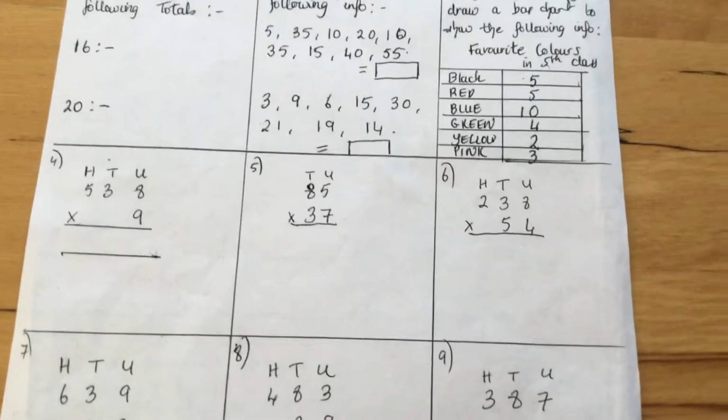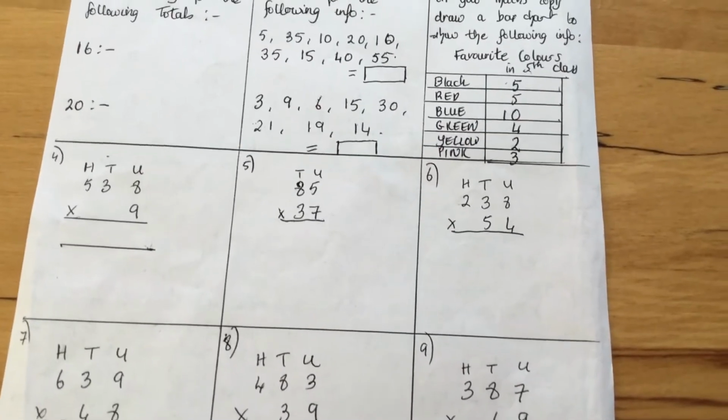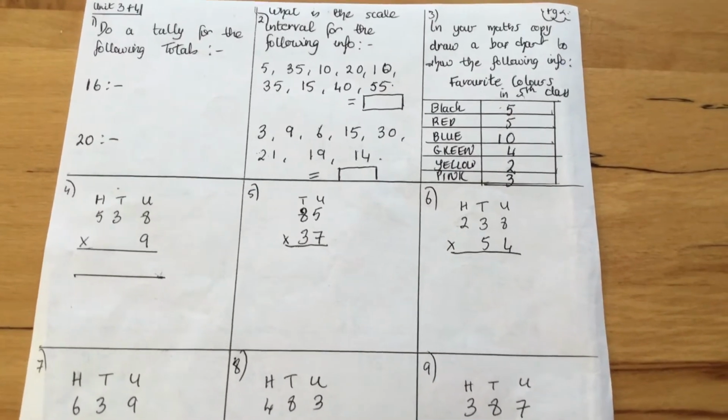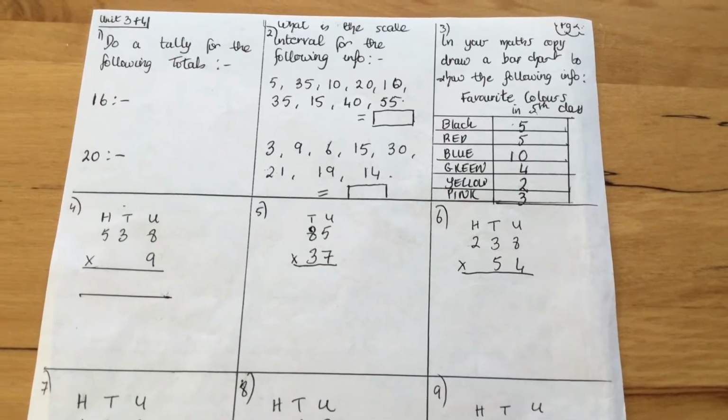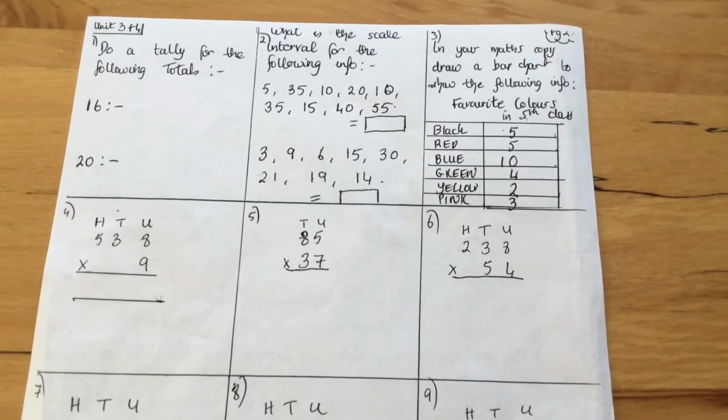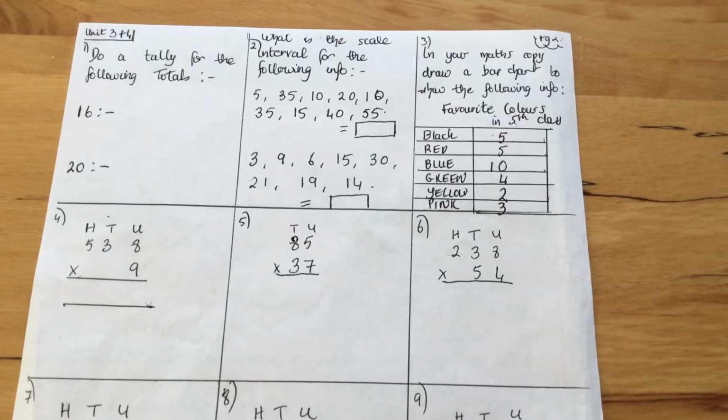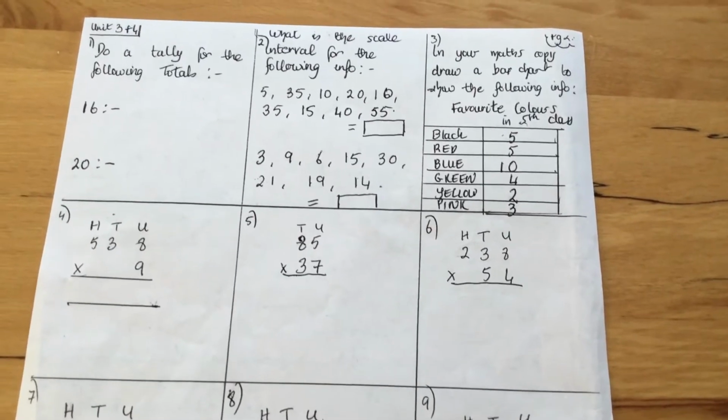So then we go over to 6. 238 by 54. We put a circle around our 4. We multiply 4 by 8, 4 by 3, 4 by 2. When we're carrying over, we carry over on the bottom, units underneath. Then we go on to our second line.